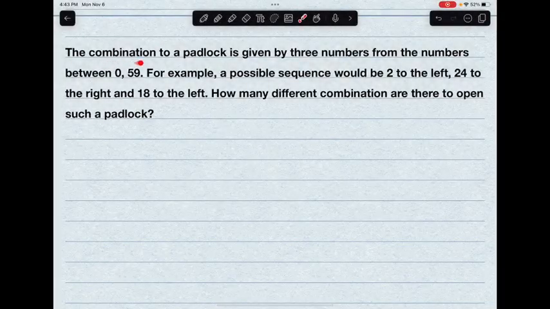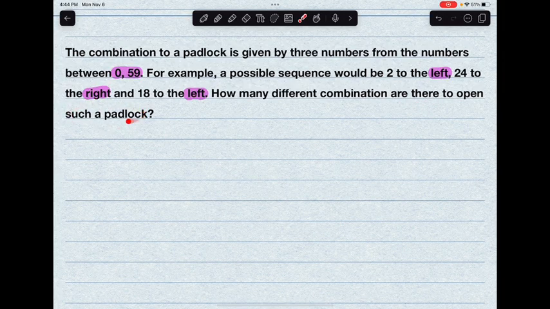The combination to a padlock is given by 3 numbers from the numbers between 0 to 59. For example, a possible sequence would be 2 to the left, 24 to the right, and 18 to the left. So the sequence is left, right, and left, and the numbers must be between 0 and 59. So that means for each number we have 60 choices. How many different combinations are there to open such a padlock?